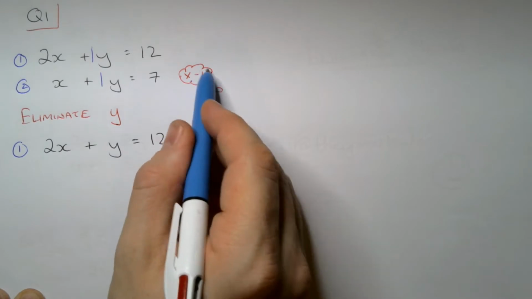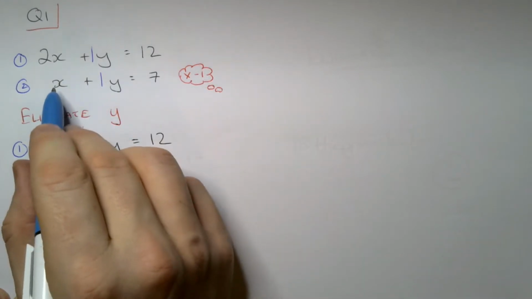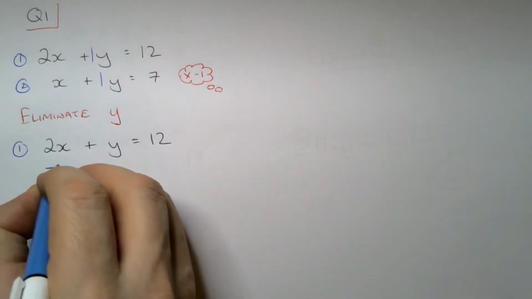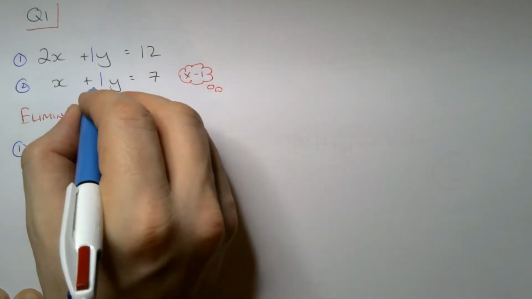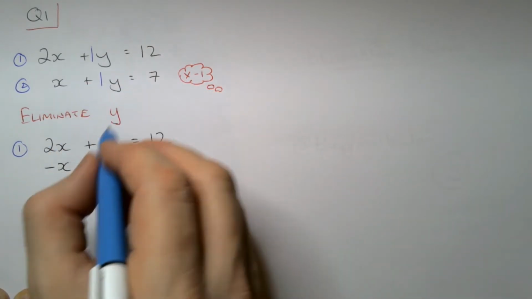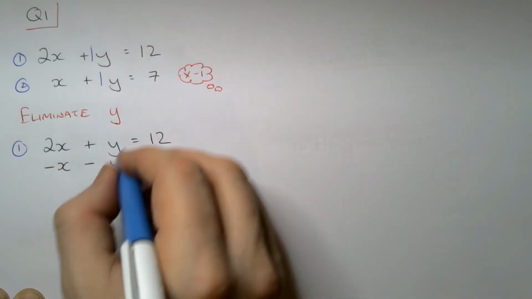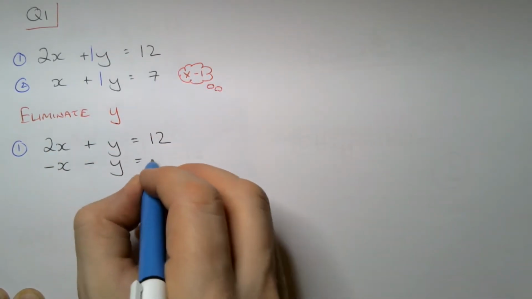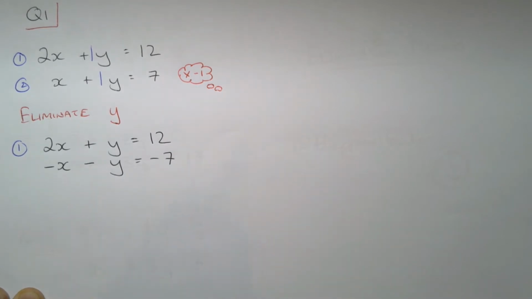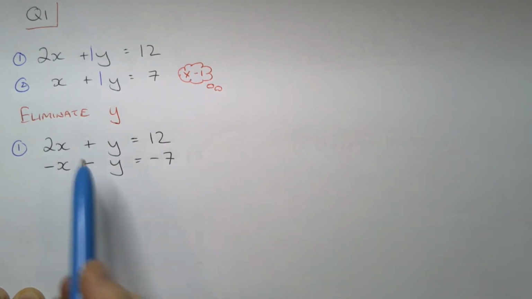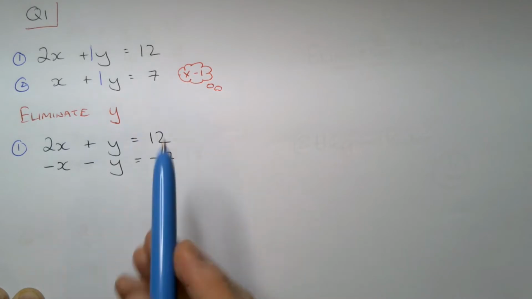The second equation, I'm multiplying everything by minus 1. So x by minus 1 would be minus x. y by minus 1 would be minus y. You'll notice I'm not writing in the ones, you don't have to. And 7 by minus 1 would be minus 7. Okay, cool. So now that I've done that, I've changed the signs of everything here.